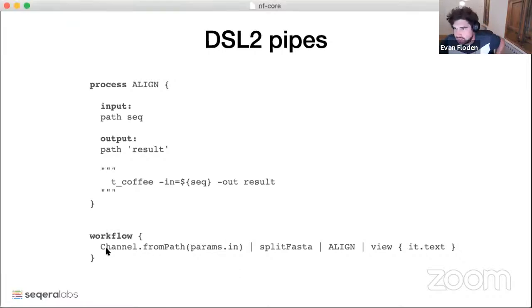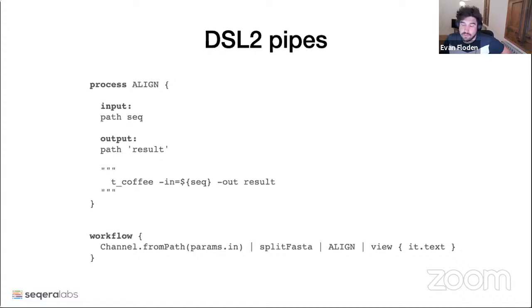So imagine this example here. I'm looking now in the workflow block. So the channel.fromPath params.in is creating a channel which is containing our input. I'm going to pipe that channel to splitFasta, which is a Nextflow operator, which is going to split the FASTA up. The output of that operation will then be piped to the align process. So that align process will run for each element which is emitted from that channel. And then finally, I can pipe it to the view operator to view the output of that.